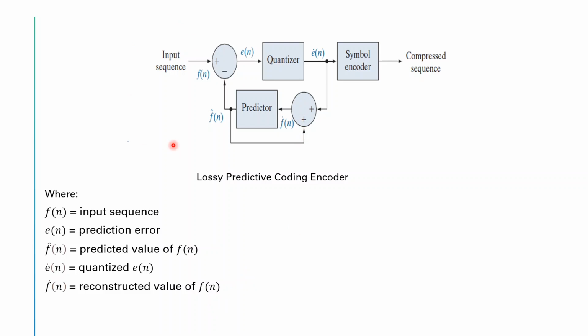We observe that the encoder works on the reconstructed value f dot of n instead of using the original available value f(n). This is done because we want the encoder and decoder to work on the same set of data, instead of having different values at the encoder and decoder side, because at the time of decoding the original f(n) is not available to the decoder. So to prevent error pile-up and error drift at the decoder, we use f dot of n at the encoder to predict the value.